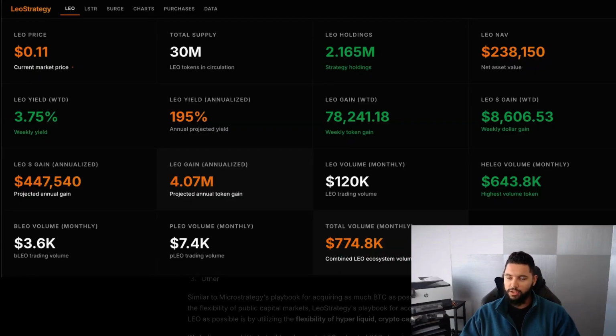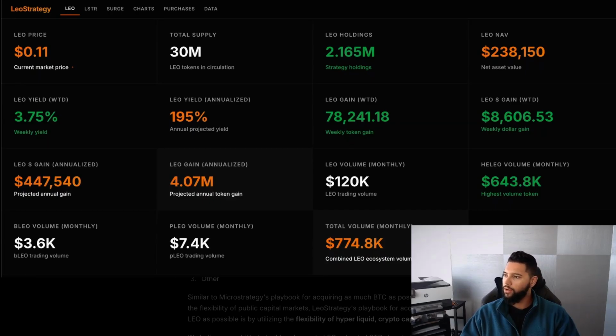And then you've got the LEO holdings of LeoStrategy, which is 2.165 million. And then the LEO net asset value, or NAV, is $238,150. You get that by literally just multiplying the LEO holdings times 11 cents. The LEO yield, week to date, is 3.75%. If you annualize 3.75%, that's 195% per year.